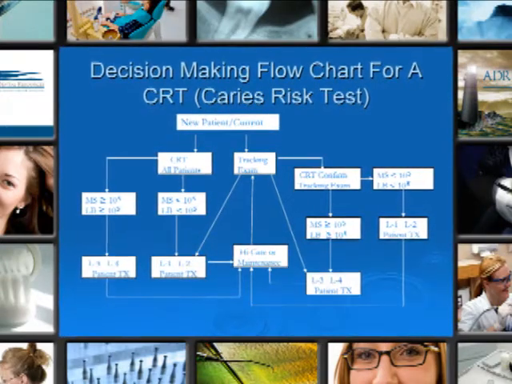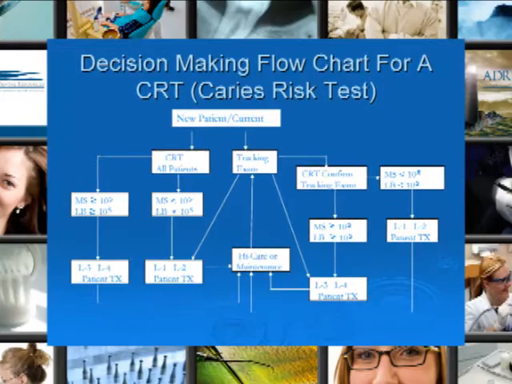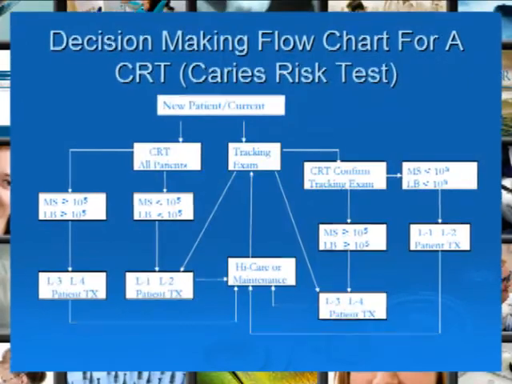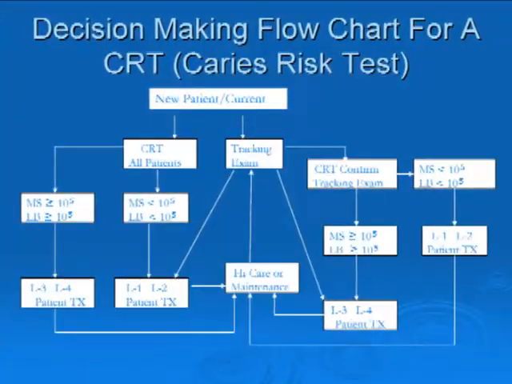What we're looking at during the caries risk test is the bacterial growth of the strep mutans bacteria and the lactobacillus. You can see here that to the left, if the mutans strep and the lactobacillus are greater than 100,000 colony-forming units, the patient will end up classified as a level 3 or a level 4. If those strep counts are less than 100,000 colony-forming units, the patient will be classified as a level 1 or level 2, unless there are other factors that you see clinically that you might want to bump that risk factor up. The tracking exam gets to the same point.